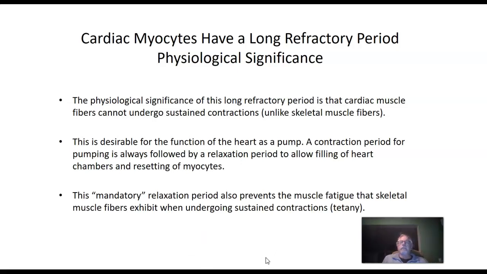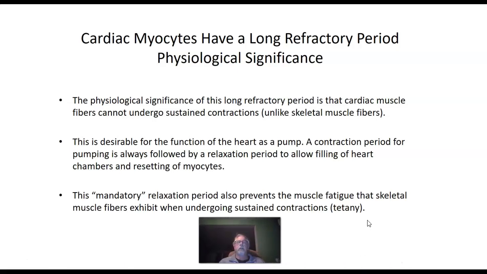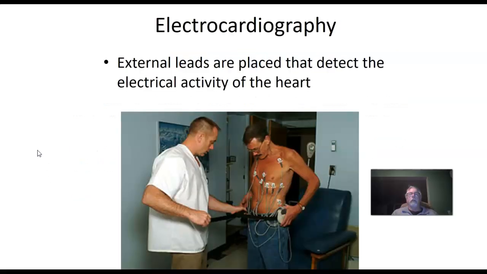The mandatory relaxation period in cardiac myocytes is also important because it prevents cardiac myocytes from undergoing fatigue, which would not be a good thing for heart muscle cells to do. A fatigued cell cannot contract very effectively, so prevention of fatigue is a secondary important part of the significance of the long refractory period.